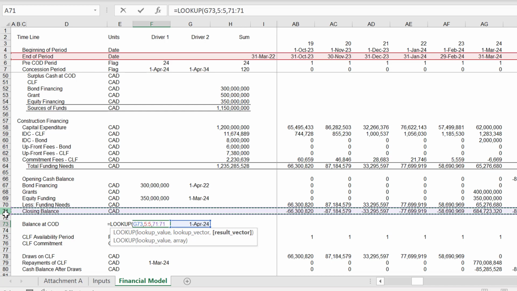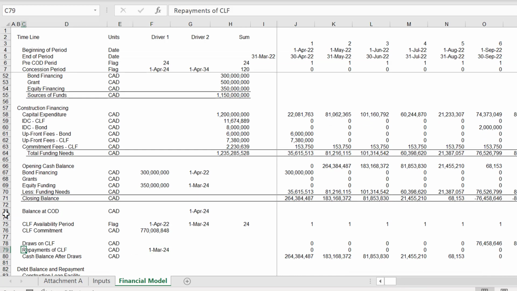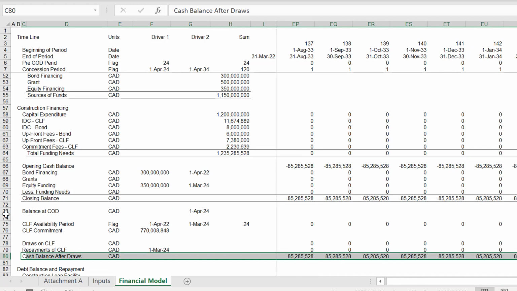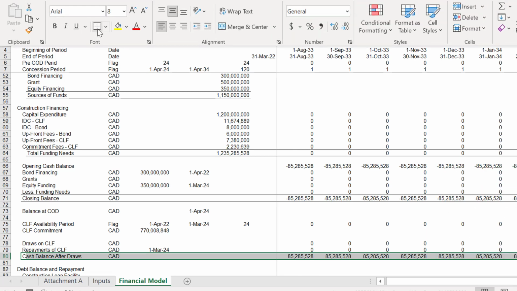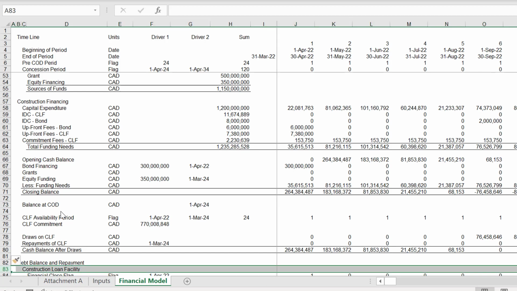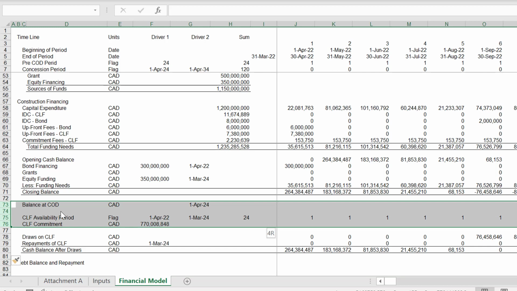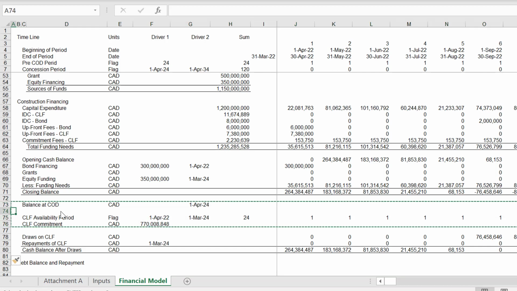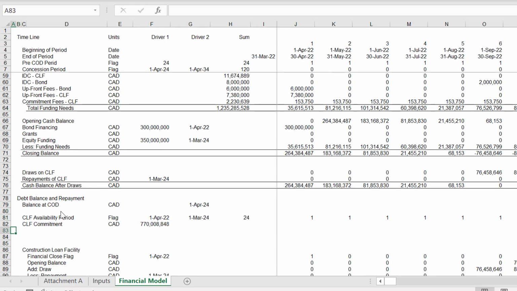Did I put this? I did it, of course, wrong. This is the closing balance, and this commitment business and all this, let's put that all down here. Can I do it like this? Okay.